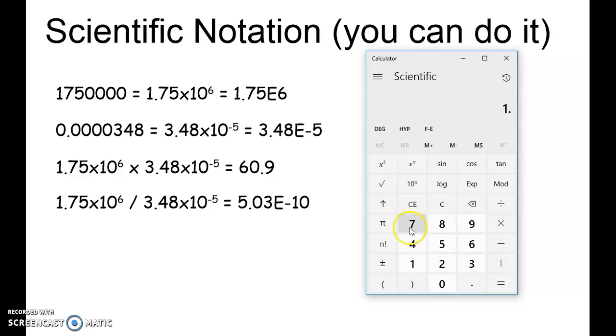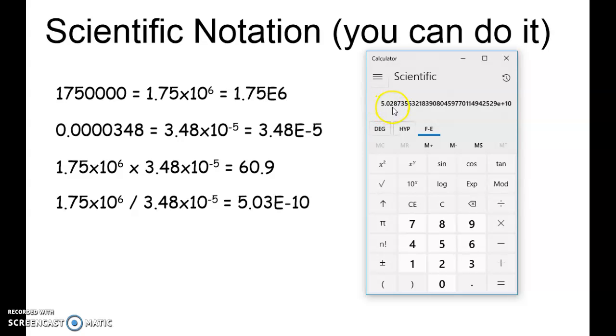All right, so 1.75E6 divided by 3.48e-5. When you do that, wow, it kicks out that huge number. Let me see if I can figure out how to put that in scientific notation. On this particular calculator, it looks like this is the button that does that. So this is standard form, and then this is, I guess, exponential or scientific notation form.